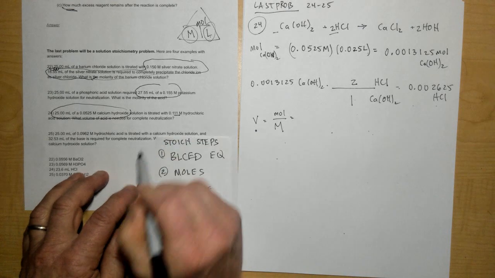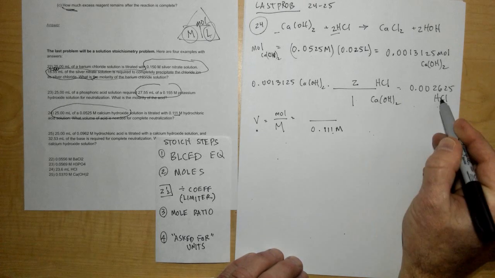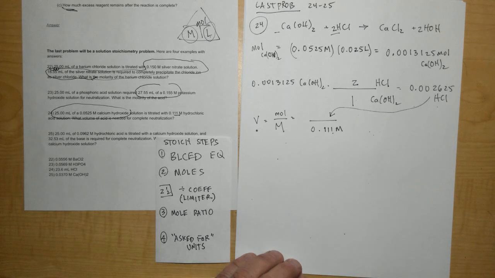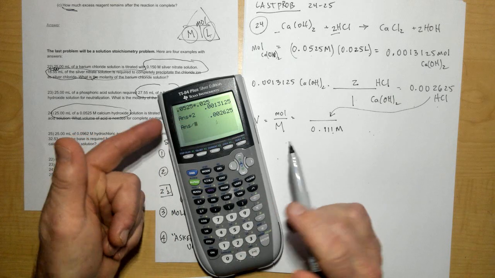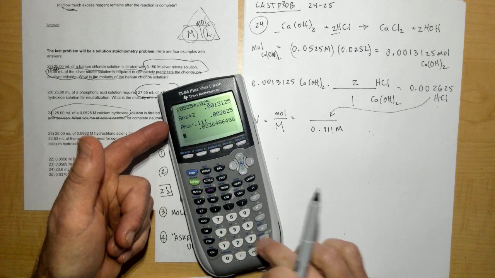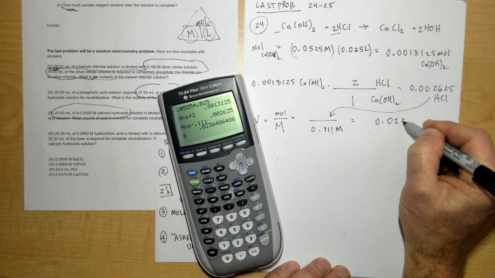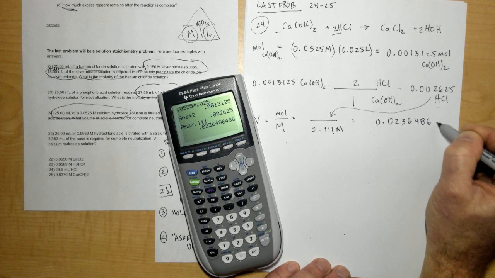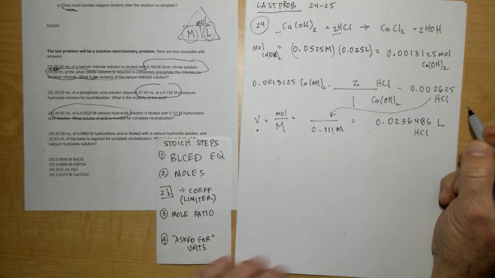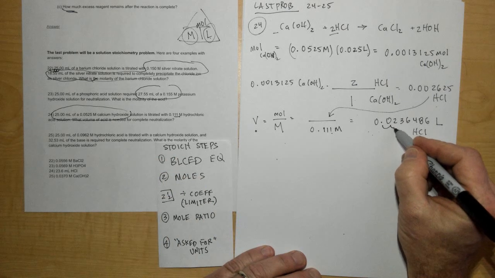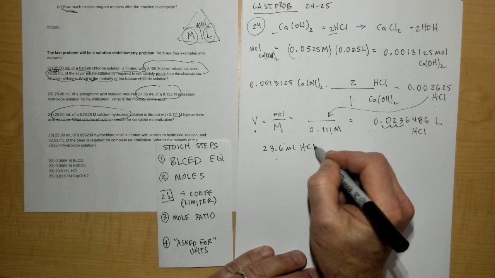It tells me my molarity right here, so I can put that in, 0.111 molar. And my moles are right here, so I can put my 0.002625 in here. Divide that by my molarity, so make sure I push divided by, and it's 0.111. Enter. My volume is 0.0236486 liters of the hydrochloric acid solution. So if I want milliliters, I've got to go 3 to the right. 1, 2, 3, and it would be 23.6 milliliters of the hydrochloric acid.